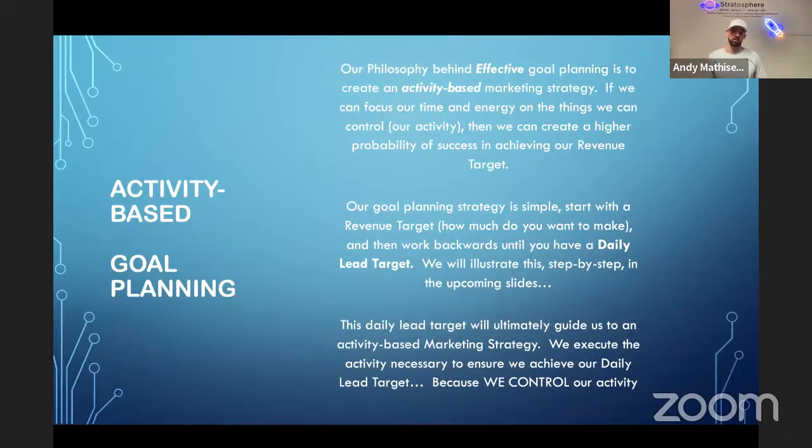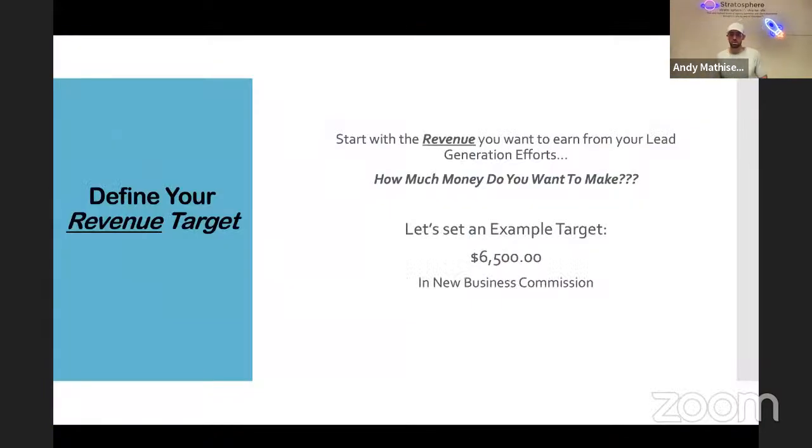So I have this philosophy. In order to effectively goal plan, I need to get what we like to call activity-based marketing strategies in place. So we need to focus on this revenue target, how much money I want to make, and then work backwards until I have a daily lead target. And then from there, we can figure out, all right, what activities can I put in to hit my daily lead target? So I'm going to show you in a step-by-step scenario what it's going to look like in order to accomplish this, okay? We do have control over our income, and our daily activities will lead into that income, okay? So let's start right here.